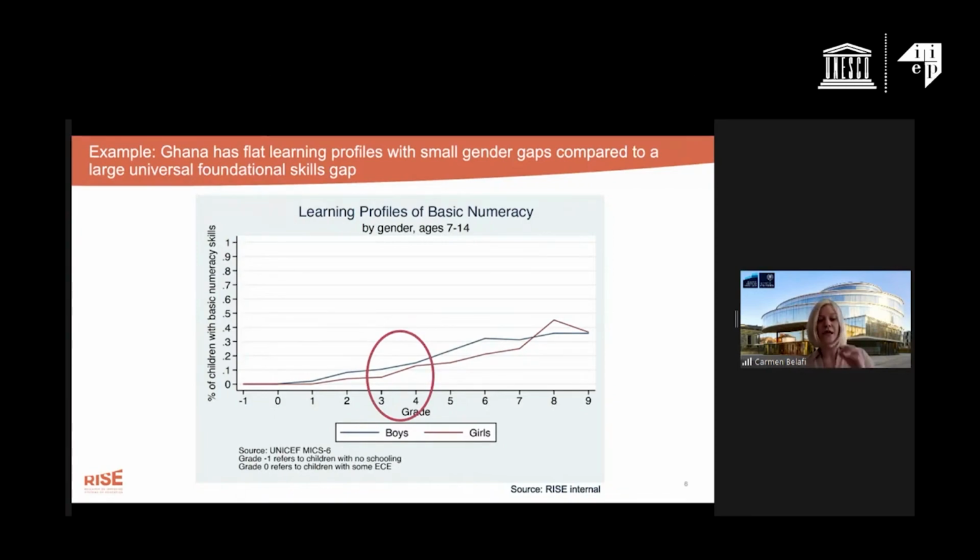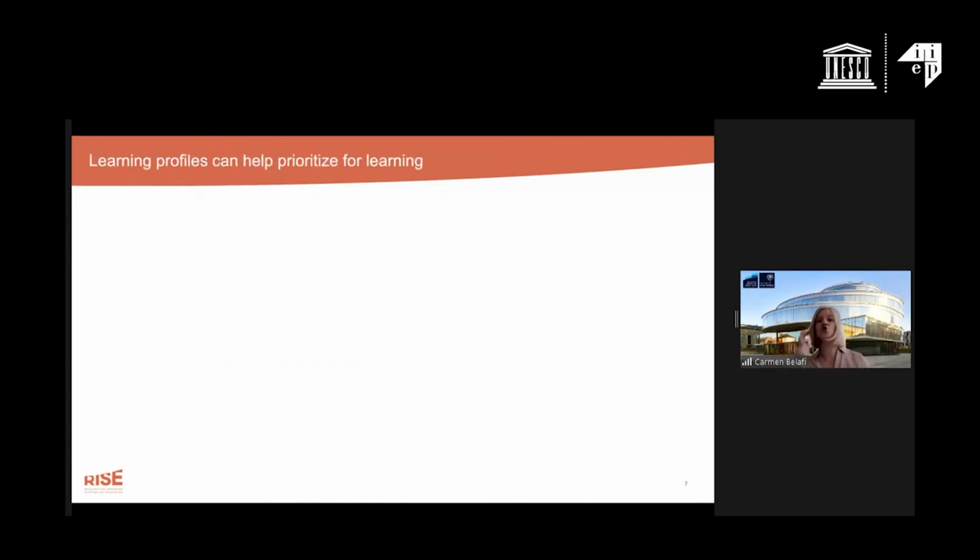And secondly, the difference between boys and girls in this graph is there, but it is very small compared to the gap to universal mastery that you would want to reach, and we all would want to reach. That is much more daunting in this context. Now, how can we close the loop on that? And how can learning profiles help prioritize for learning?